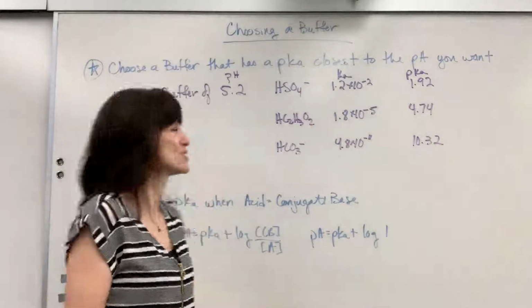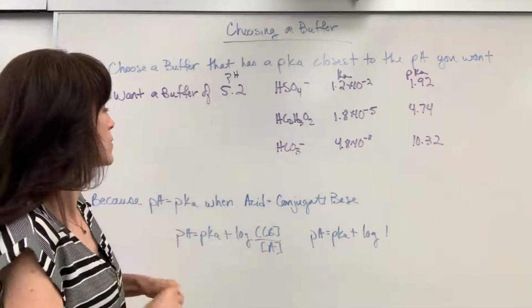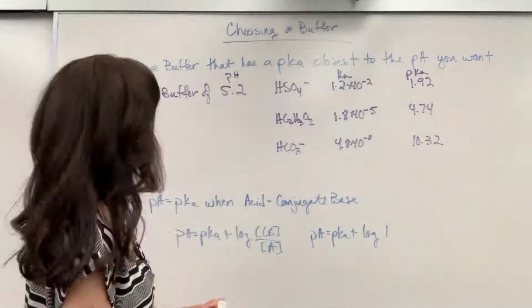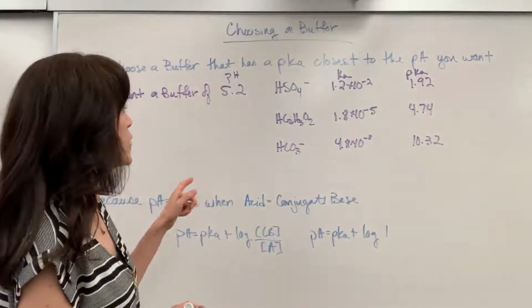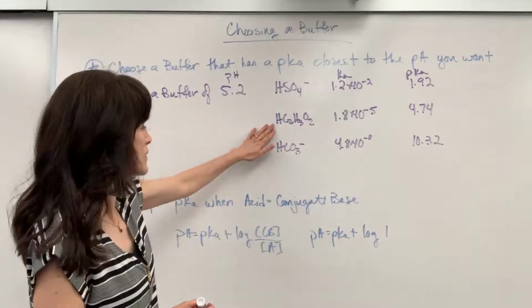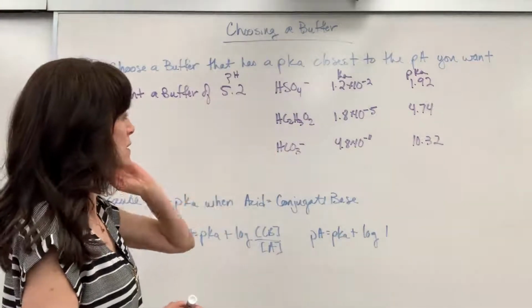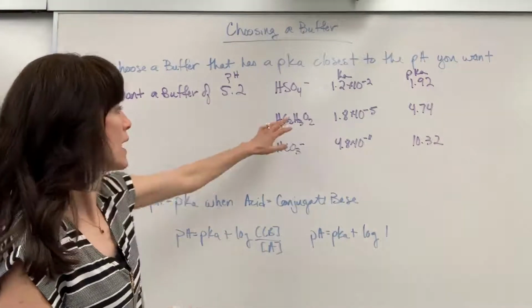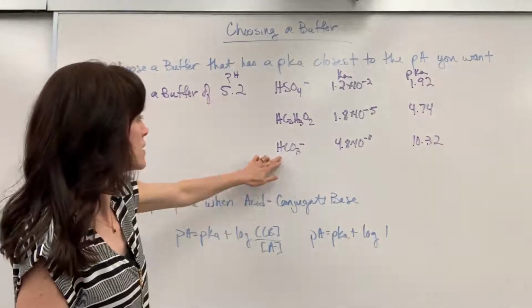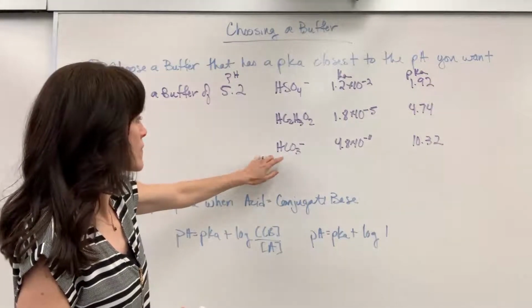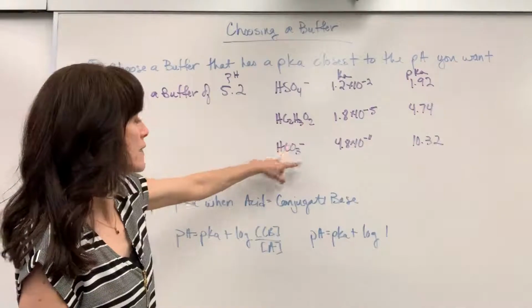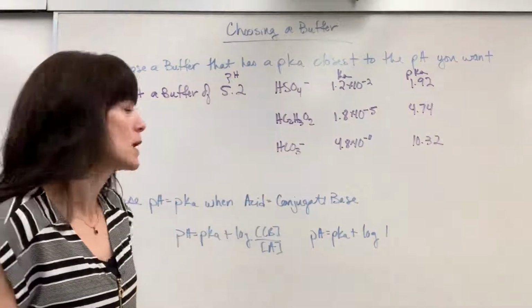that would be your acid, and the conjugate base would be the sulfate. Here we have acetic acid, and the conjugate base on that would be your acetate ion. And then here you have your hydrogen carbonate, and the conjugate base on that would be carbonate.